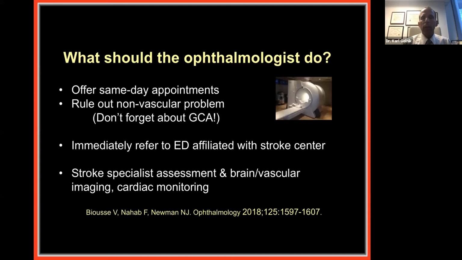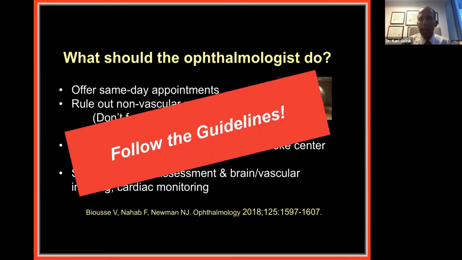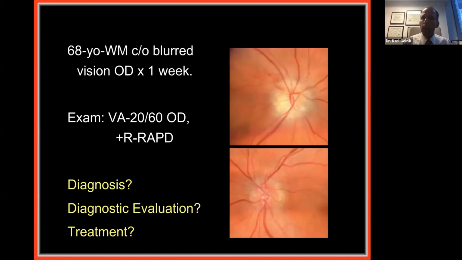Ideally, you have a stroke specialist, a neurologist, assessment, and brain and vascular imaging with cardiac monitoring. That's ideally what we do these days. So follow the guidelines. They're out there, but I think as ophthalmologists, we have not been treating these patients with the sense of urgency that they deserve. So that's topic number one, acute transient monocular visual loss, and in particular that due to retinal ischemia. We did cover sort of the differential diagnosis of that as well.